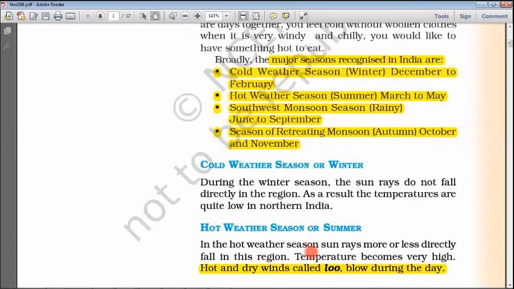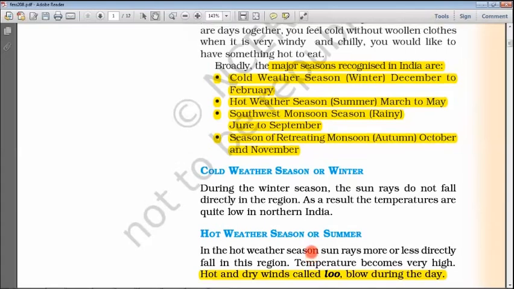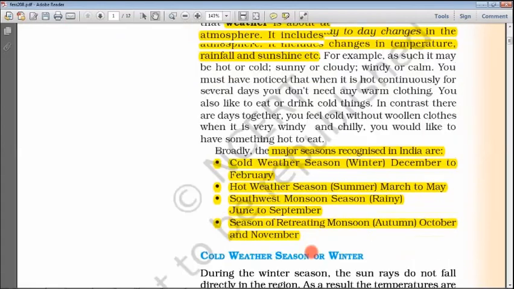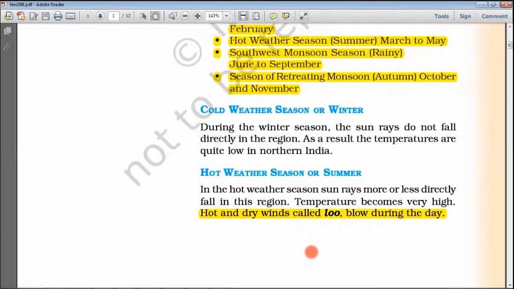The second season is the hot weather season or summer, from March to May. In this season, the sun rays more or less directly fall in this region, so temperatures become very high. And hot and dry winds, particularly in North India, blow during the day, which are called Lu.